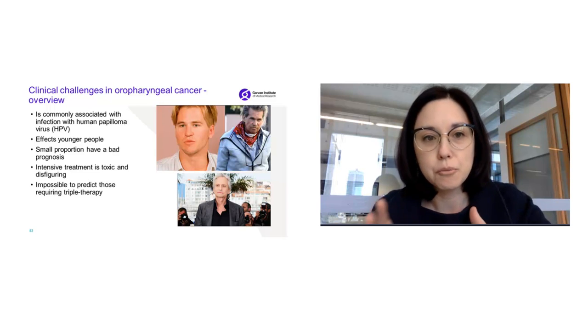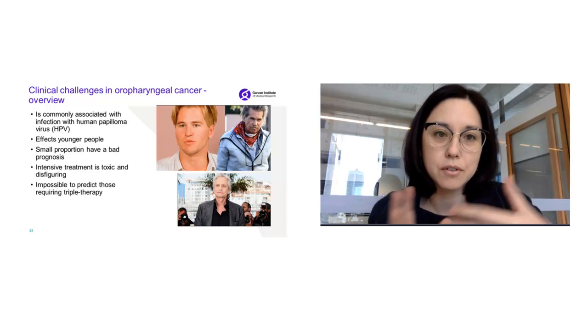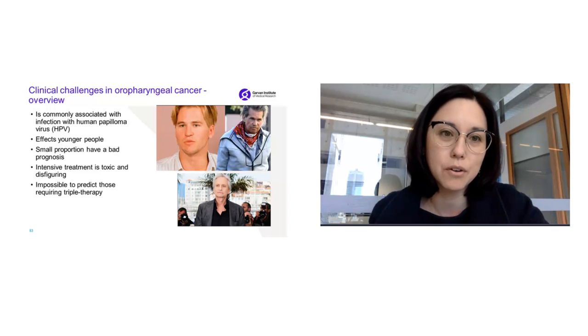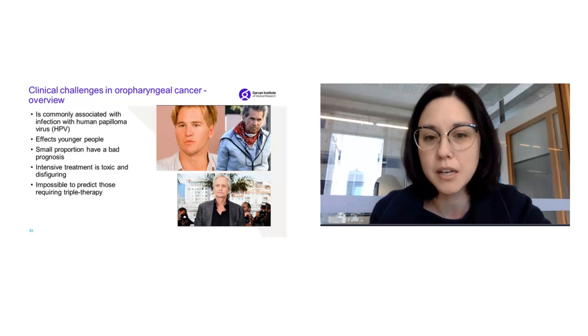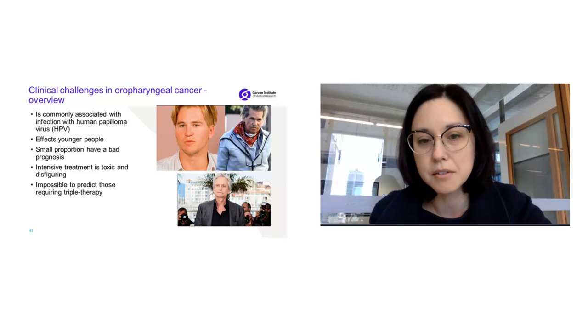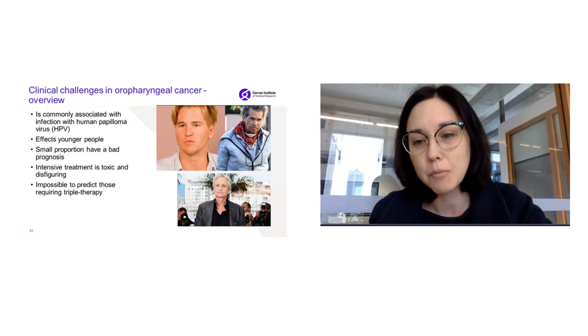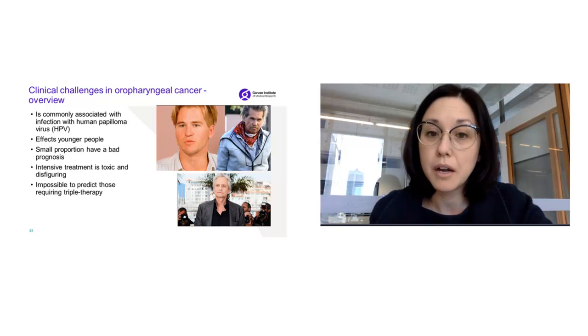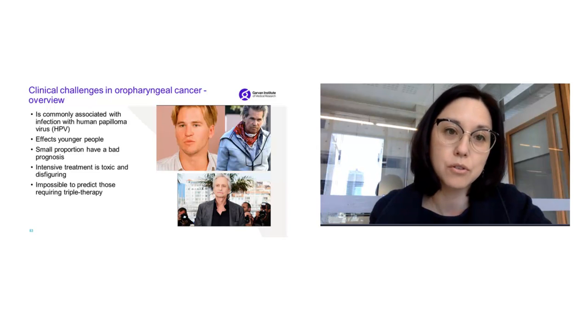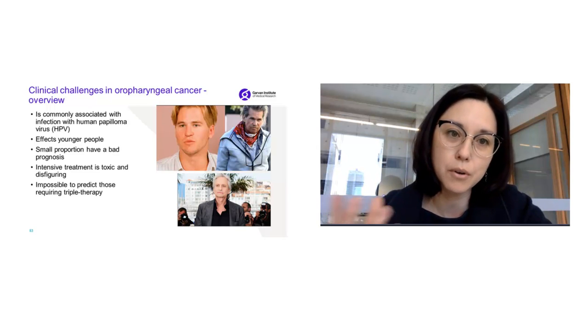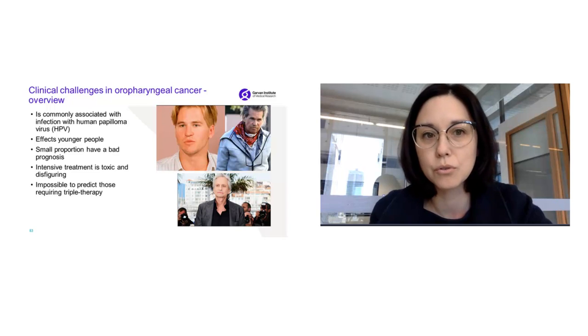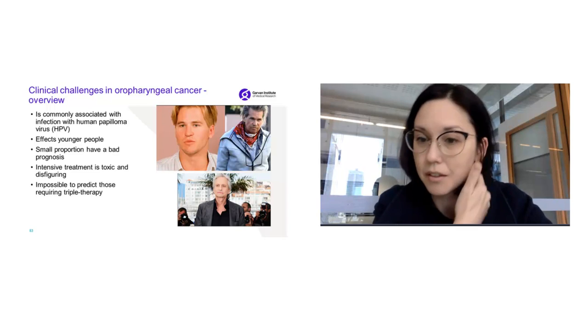They, as a group, have a superior prognosis to their smoking and drinking counterparts, but we know there is a small group that perform very poorly and have a very high risk of recurrence. The treatment for these cancers can be very toxic and disfiguring. It can include surgery, radiotherapy, chemotherapy, and in such a young patient population, these issues are at the forefront of everyone's mind. At the moment, we really don't know which patients need a triple therapy approach as opposed to a less toxic approach with dual or unimodality therapy.